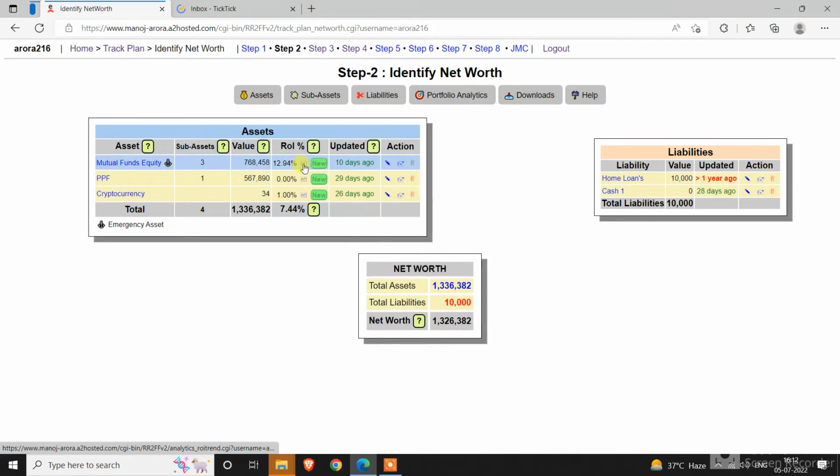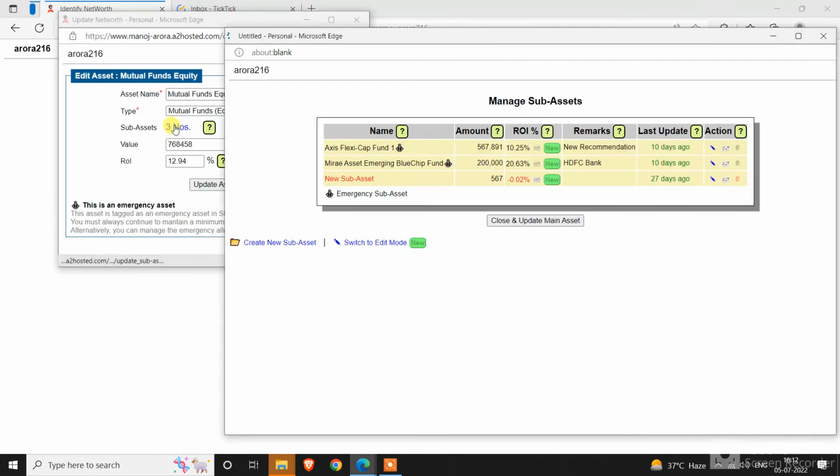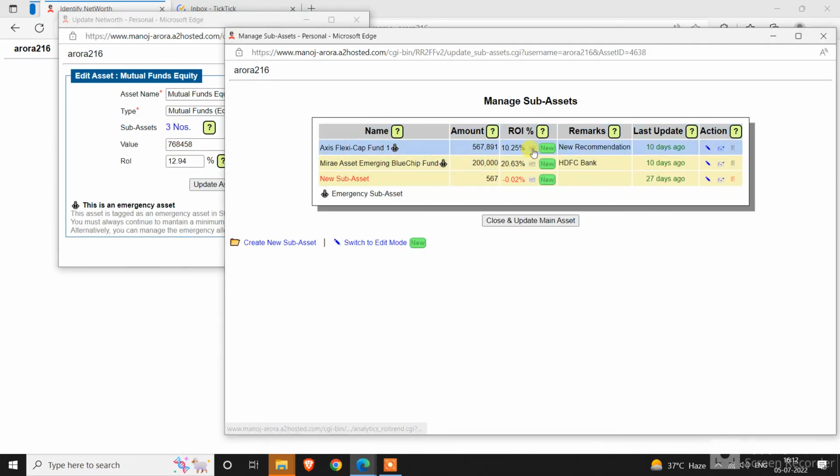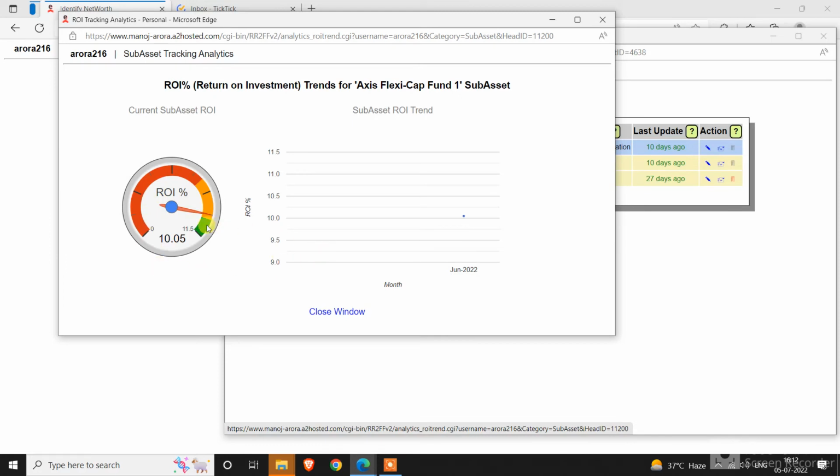Not only at the asset level, you could also drill down at the sub-asset level and see these graphs. For example, for this mutual fund equity, I have these three sub-assets. If I look at the first sub-asset, which is Axis Flexi Cap Fund, I see this kind of chart, which again shows a different kind of red, amber, and green, and where this particular ROI stands as of date. Accordingly, the trend chart will display here as the number of data points increase.